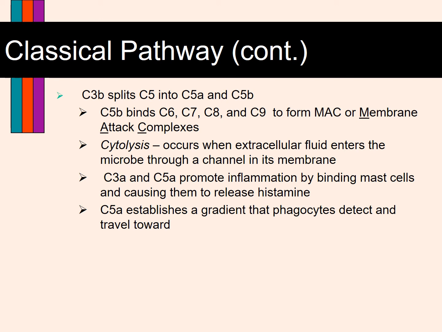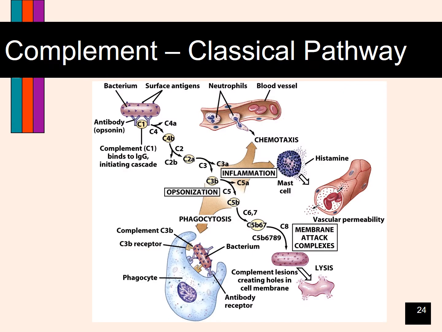Okay, so we'll also see on this figure that C3a and C5a play a role in inflammation because they bind to mast cells and cause them to release histamine. We just talked about histamine's role in inflammation. And then C5a can also establish a chemotactic gradient for phagocytes to travel toward. So we'll see that on our figure that's coming up.